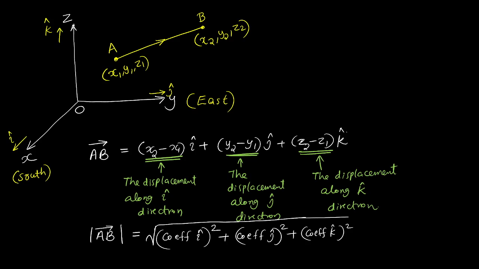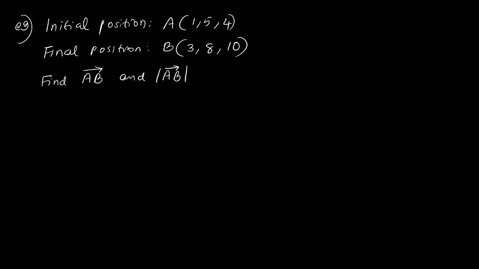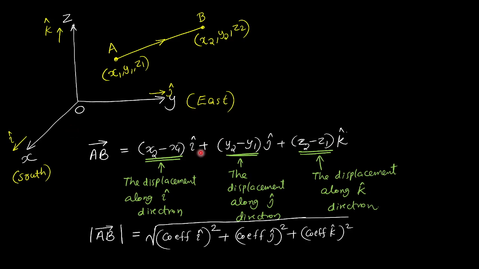It's a simple question. You will understand this formula. What is the method of finding AB? Look at this formula. AB is equal to final minus starting. Is it correct? Final minus starting. That's why x2 minus x1 i, y2 minus y1 j, z2 minus z1 k. So final minus initial.